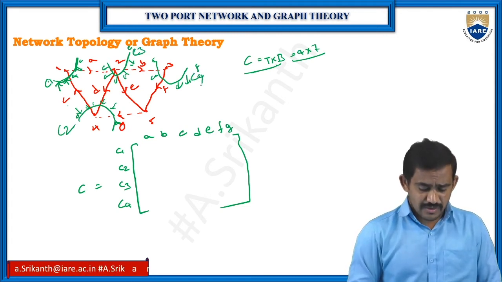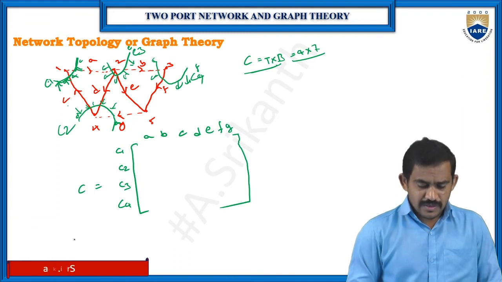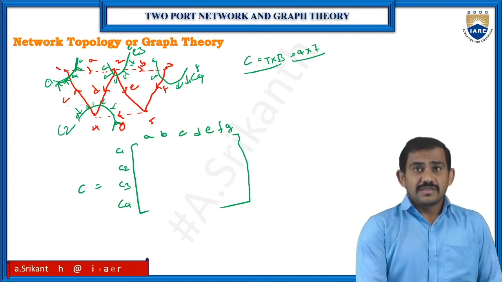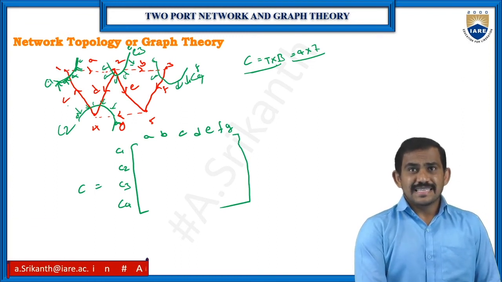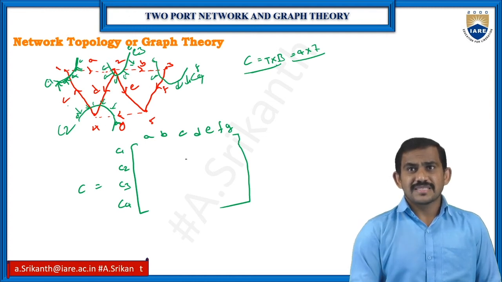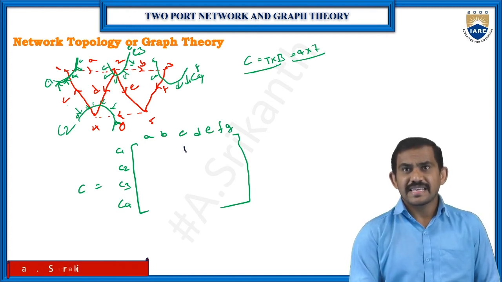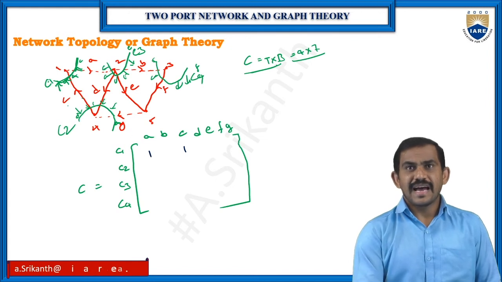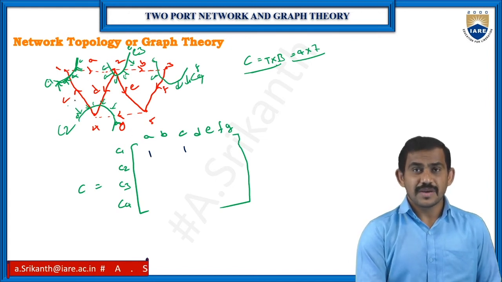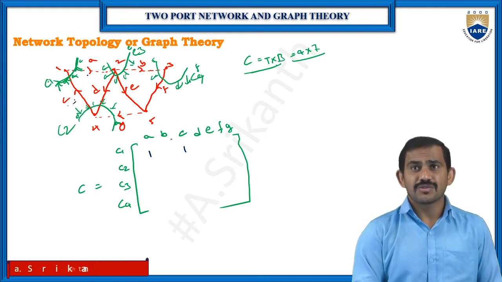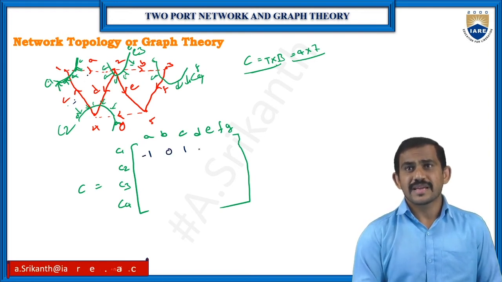Now check the values. It's very simple. At node 1, that means cut C1, I have 2 branches, that is C and A. Incomings are positive. So at cut 1, C is incoming, A is outgoing. So A is -1. Remaining branches are 0.